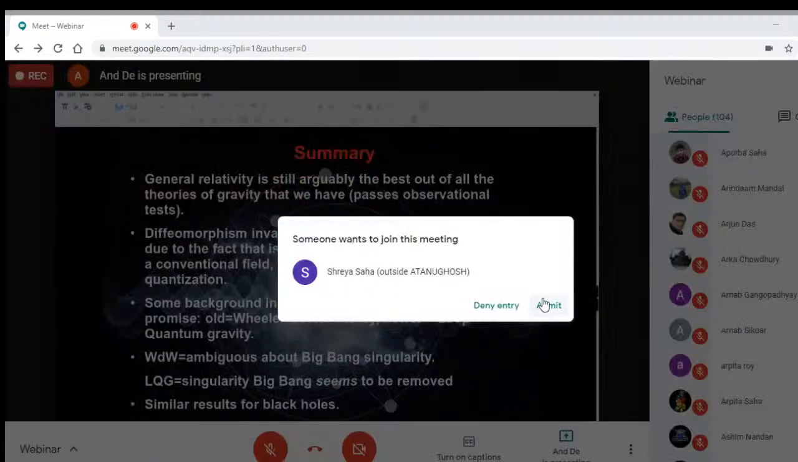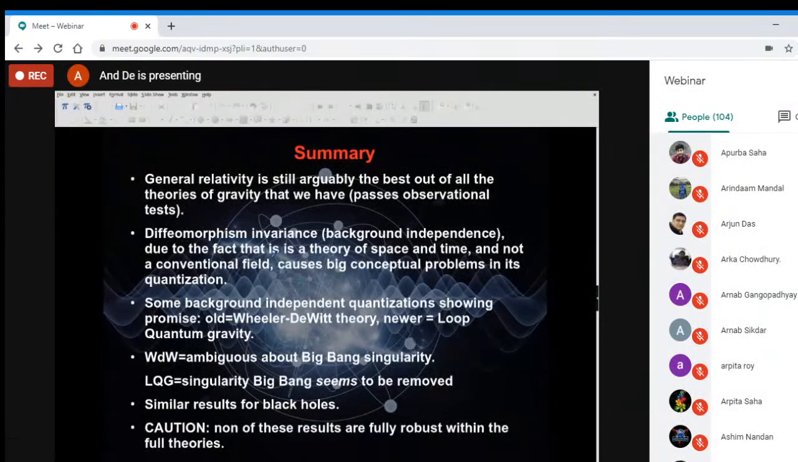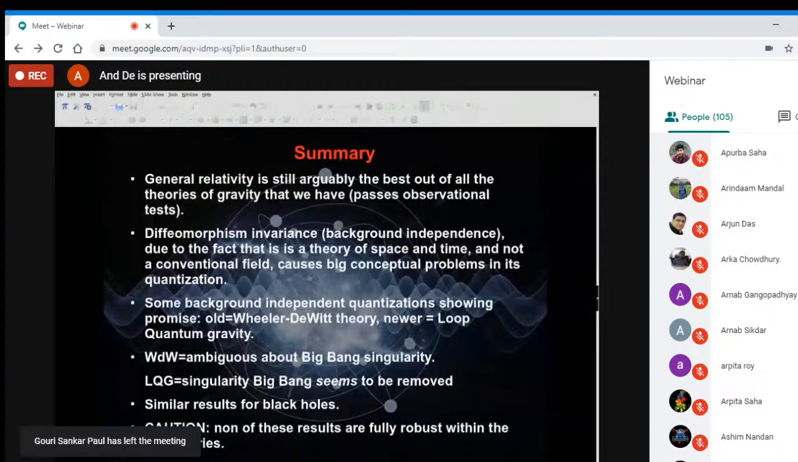This fact makes general relativity very difficult to quantize, even at a conceptual level. What is it that we are quantizing when we are quantizing general relativity? Nobody really knows what it means to quantize space and time. There are some background independent quantizations which try to respect this diffeomorphism invariance. One of them was the old Wheeler-DeWitt theory. This has been supplanted by the newer loop quantum gravity theory, and there are others like we mentioned, causal set theory and things of that nature.